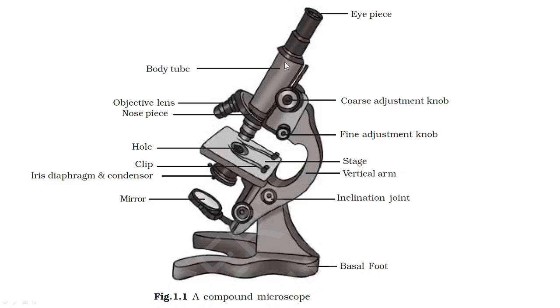And this is just a tube, a body tube, as it is written over here. Then this plate over here is called the stage. The object is placed on the stage. A light has to pass through the object so that these two lenses help in forming a magnified image of the object in our eyes.